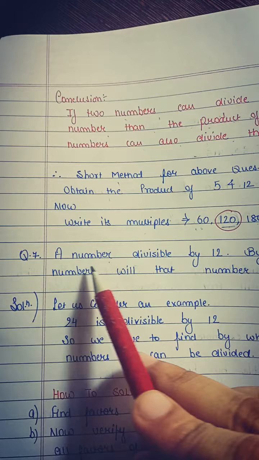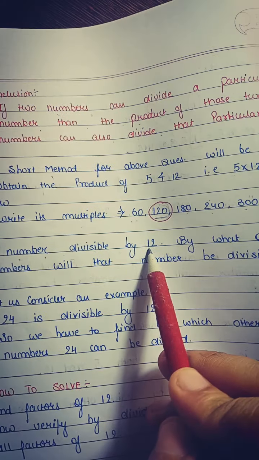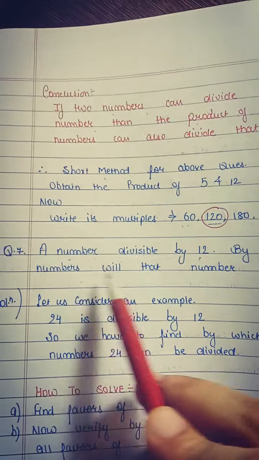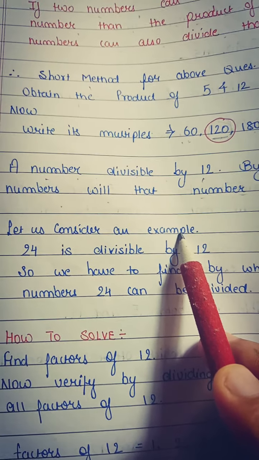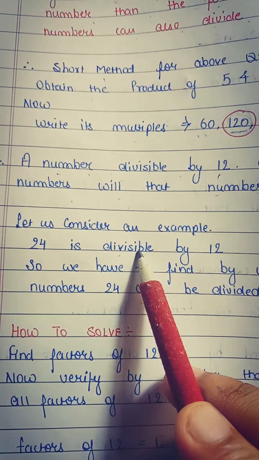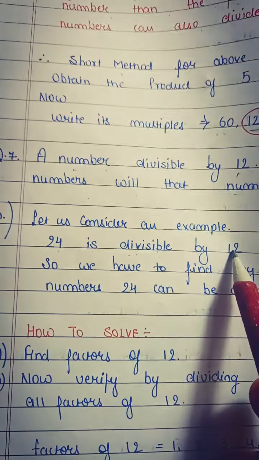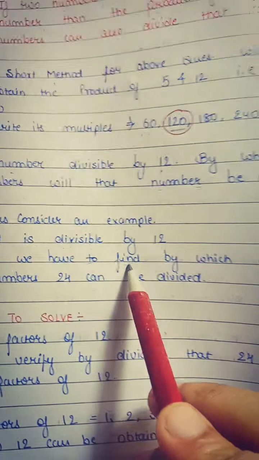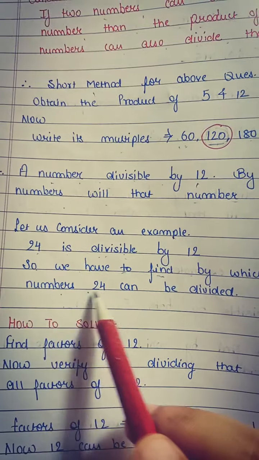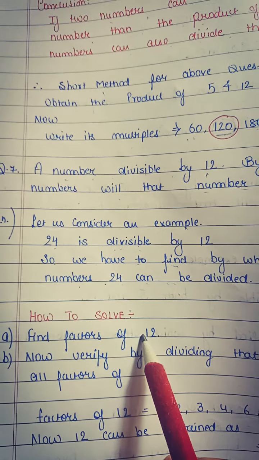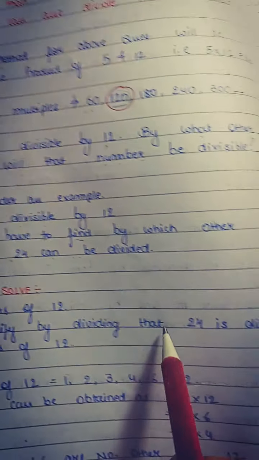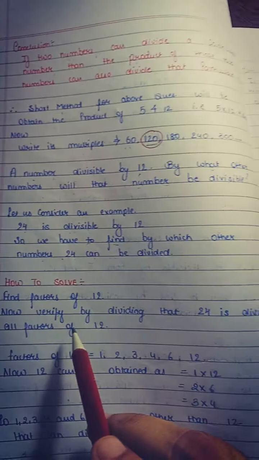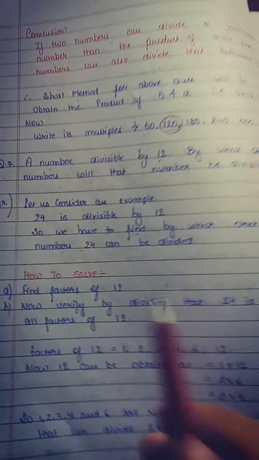Now last question, question number 7. A number is divisible by 12. By what other numbers will that number be divisible? So let us consider an example. Again, I take a shortcut trick and suppose 24 is divisible by 12. So we have to find by which other numbers 24 can be divided. How to solve? Find the factors of 12. Okay, now verify by dividing that 24 is divisible by all the factors of 12 or not.